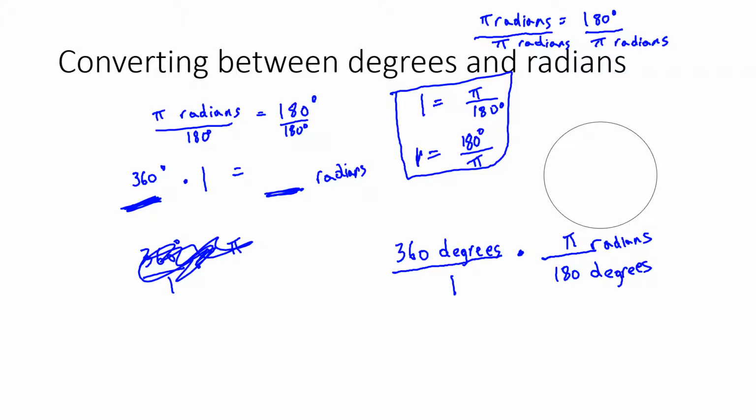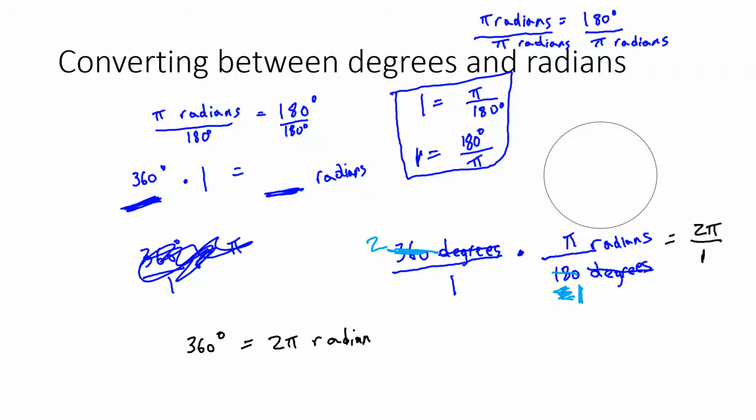If you ever did unit analysis, you know that these degrees basically are going to divide out, and the 180 and the 360 are both divisible by 180. This will give us 1 here if we divide it by 180, and this divided by 180 would give us 2. If we multiply it straight across, we'd end up with 2 pi over 1. So our calculation shows us that 360 degrees is the same as 2 pi radians.